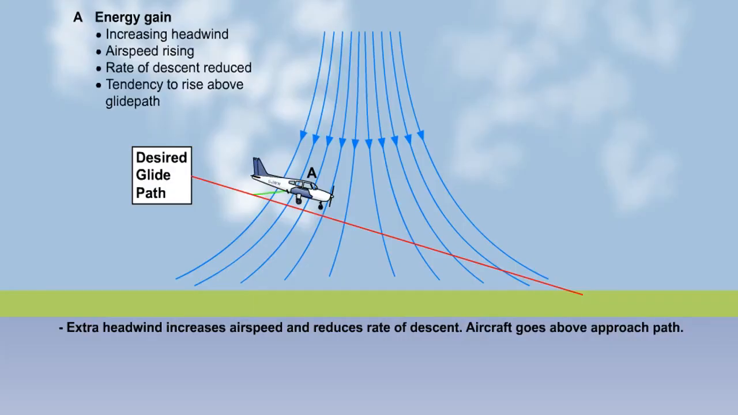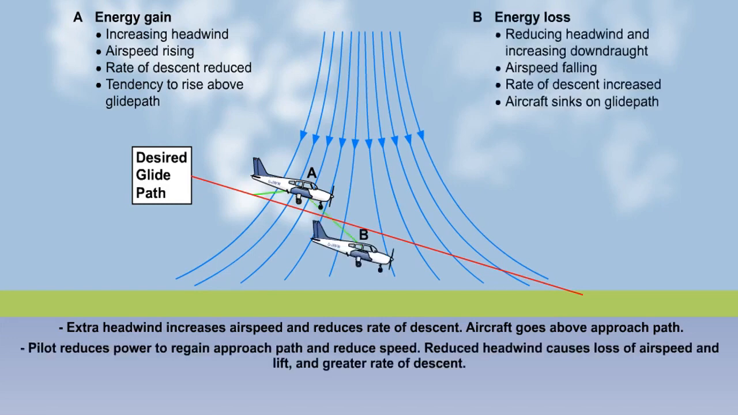First, the aircraft will meet a sudden increase of headwind, which will cause an increase in airspeed and a decrease in rate of descent, a gain of energy which takes the aircraft above the desired approach path. The pilot reduces power to regain the desired approach path, and also possibly to prevent exceeding gear or flap limits. The rate of descent increases, and at the same time the aircraft enters a reducing headwind and increasing downdraft, a loss of energy which leads to reduced airspeed, less lift, and an even greater rate of descent.